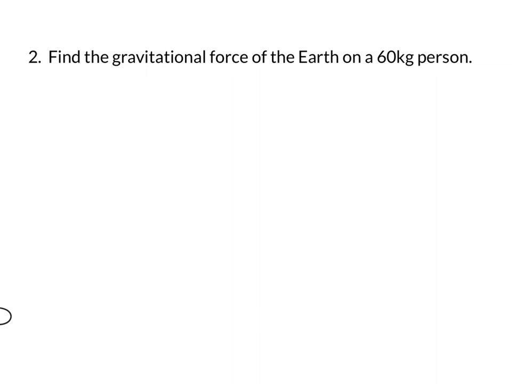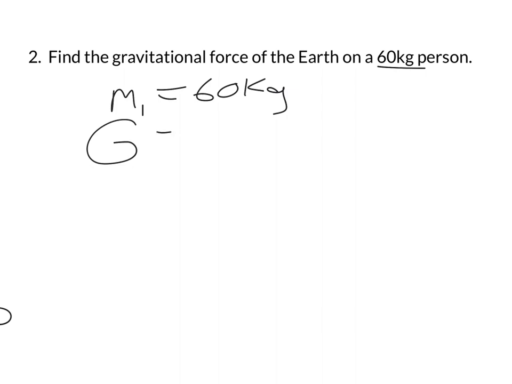All right. Number 2, find the gravitational force of the Earth on a 60 kilogram person. So this will not be negligible, and it also doesn't say to estimate, so we have to put in real values here. We have a 60 kilogram person, so we'll say mass 1 is 60 kilograms. They don't give us any other given, so we know we're going to be using the universal gravitational constant, G, which is 6.67 times 10 to the minus 11.